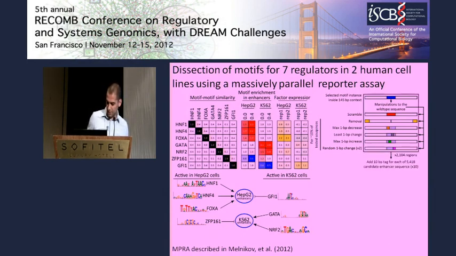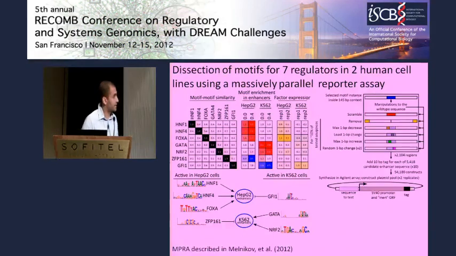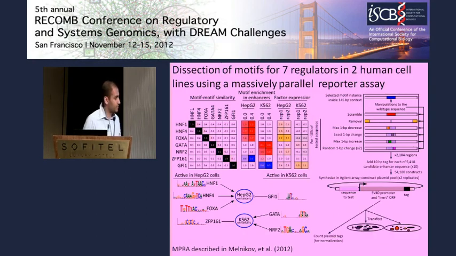We took these and synthesized them on an Agilent array, along with a tag, and then inserted an SV40 promoter and an inert ORF in between, and transfected them into K562 and HepG2 cells, and then counted the tags to produce basically a digital expression value for each sequence in each cell line.